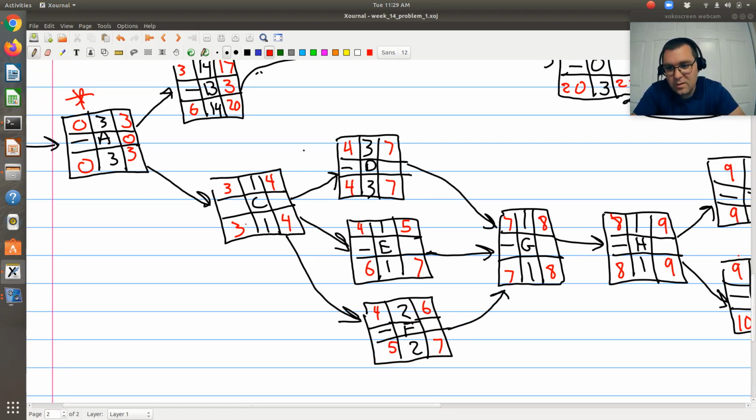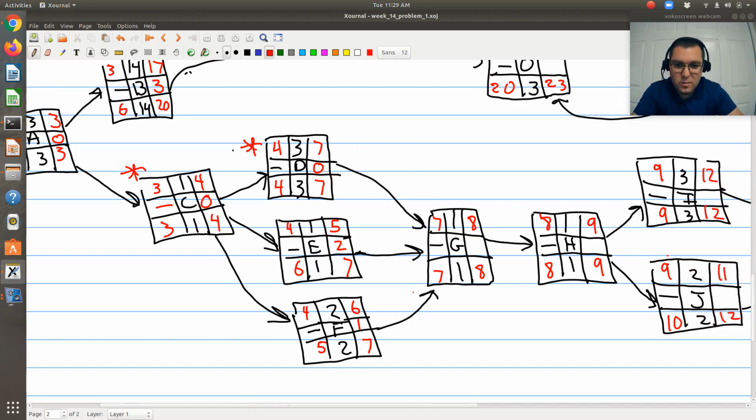C, earliest and latest possible starting times are the same. Okay, so no information's there, so it has a float of 0. It is critical. D, earliest and latest are the same, has a float of 0. It is critical. E, we have a difference of 2 days. And F, we have a difference of 1 day. Right? So there's a 2-day window when E can begin. And there's a 1-day window during which F can begin. And this project will still be completed on time.